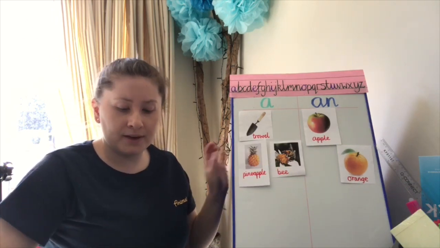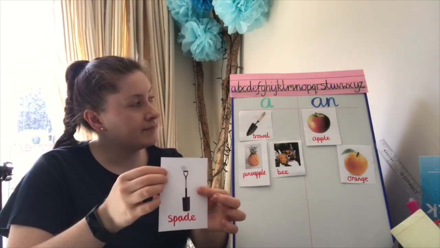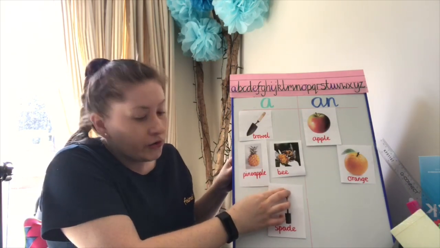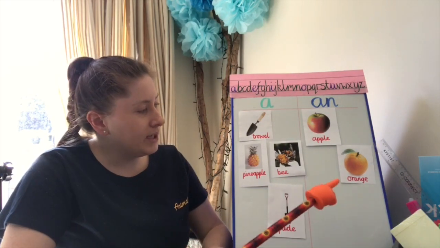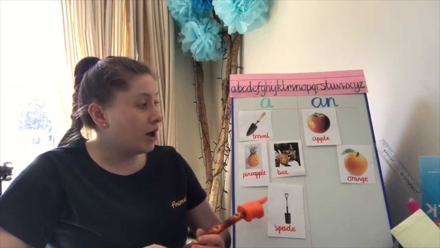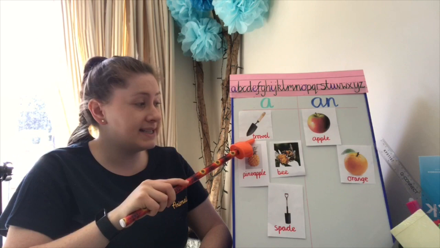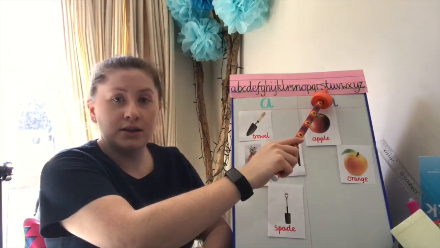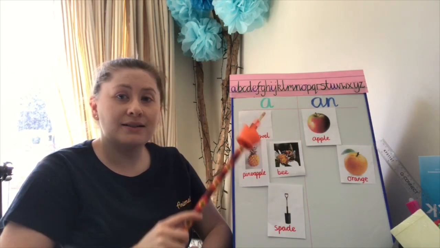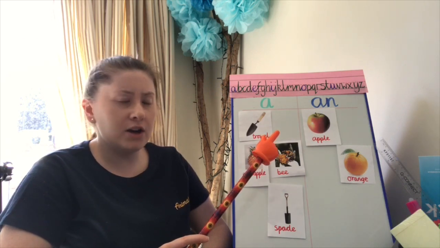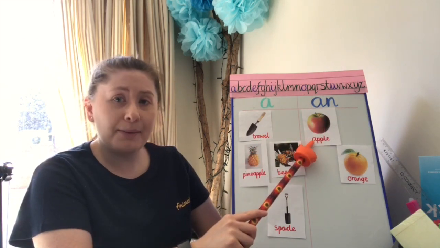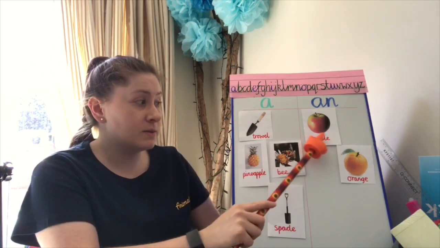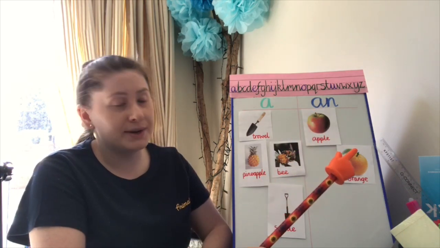Let's go for another one. We have spade. Should it go in a or an? That's right, it's a spade. So we can use a bit of a rule to help us. We can look at the letter at the beginning of the word. If I look at trowel, trowel begins with a T. T, if I look in my alphabet, is a consonant. So it determines a trowel. If I look over here though for an, I can see apple begins with an A. Now an A is a vowel. So because it begins with a vowel sound, we have an to determine our word.